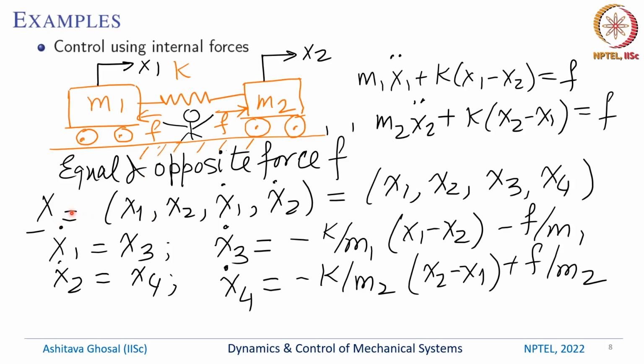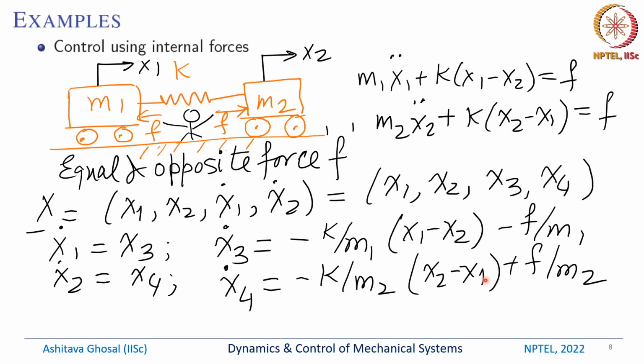So the state variables are x1, x2, x1 dot, x2 dot. So I can write x1 dot as x3, x2 dot as x4, and I can use these two equations of motion to write x3 dot is minus k by m1 into x1 minus x2 minus F by m1, and x4 dot is minus k by m2 into x2 minus x1 plus F by m2.